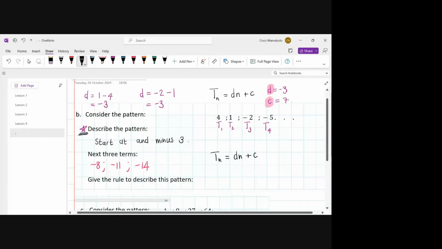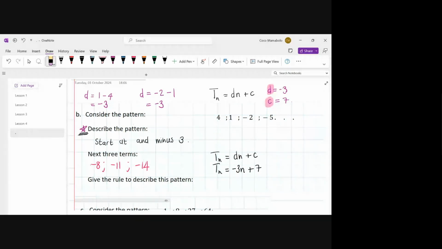So I'm gonna say Tn is equal to -3n plus 7. Good. We don't know what n is yet. Plus 7. Lovely. Now, go back to our sequence. Pick any term you want. Remember, this is the first term, this is the second term, this is the third term, this is the fourth term. Pick any of these and let's test it.